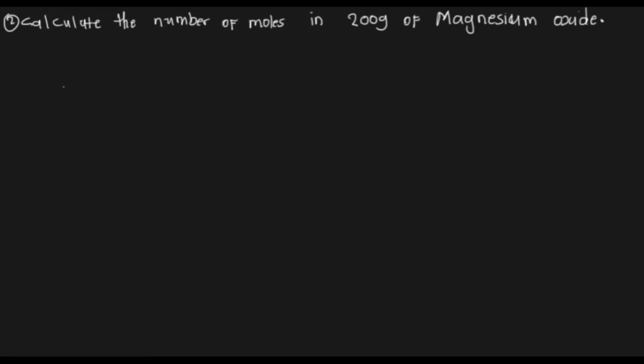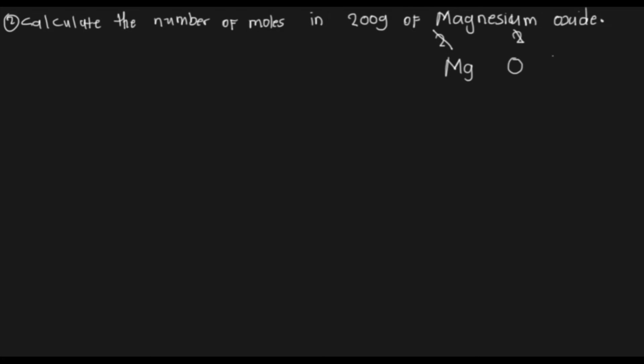Okay, now let's move on to example 2. Calculate the number of moles in 200 grams of magnesium oxide. So here the symbol for magnesium is Mg. Magnesium has a valence of 2. Then oxide, which is oxygen, is O, and it also has a valence of 2.